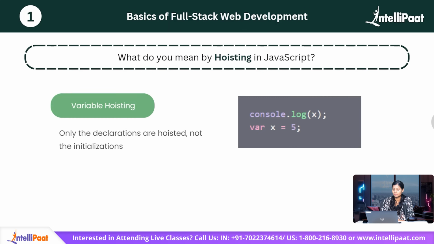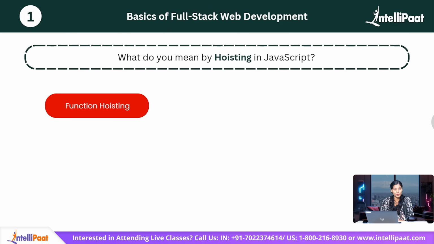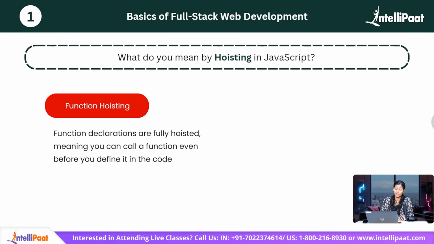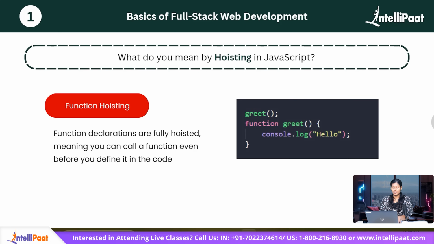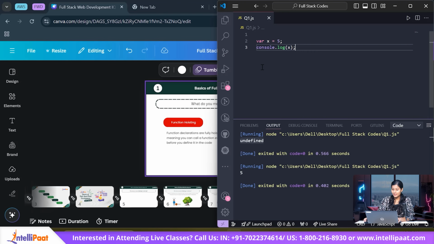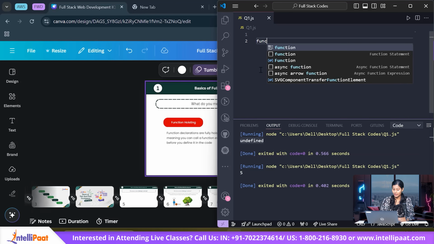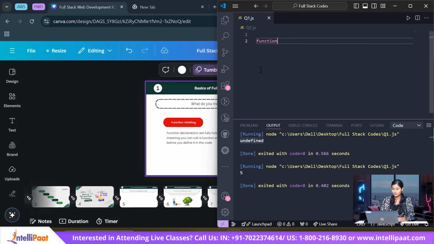Moving on, we have function hoisting. Function declarations are fully hoisted, meaning you can call a function even before you define it in a code. Now let's try to run this as well. I am going to write down a function. Here, my function will be known as greet, which will say, hey, I've been called. So hi.